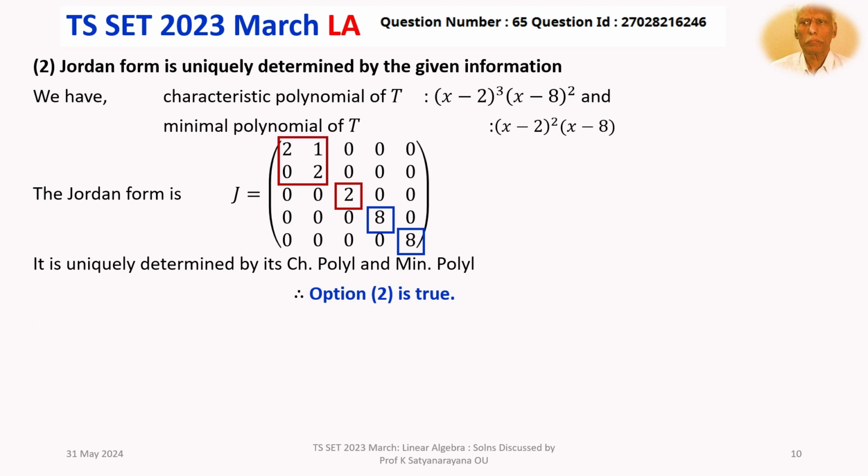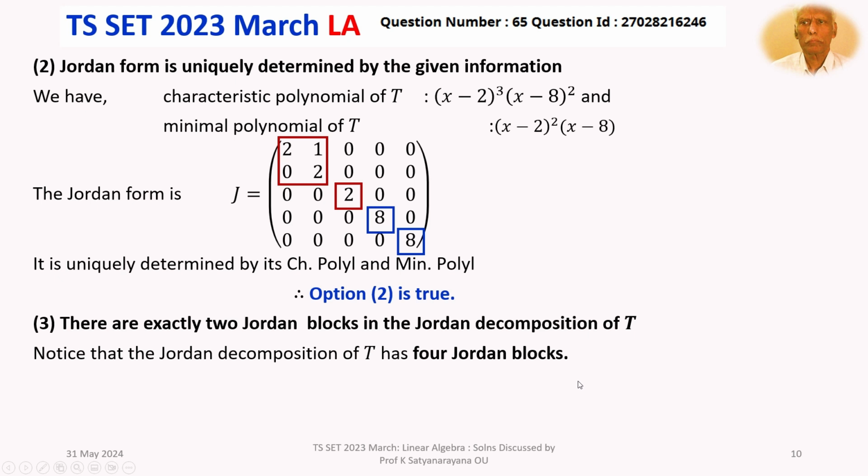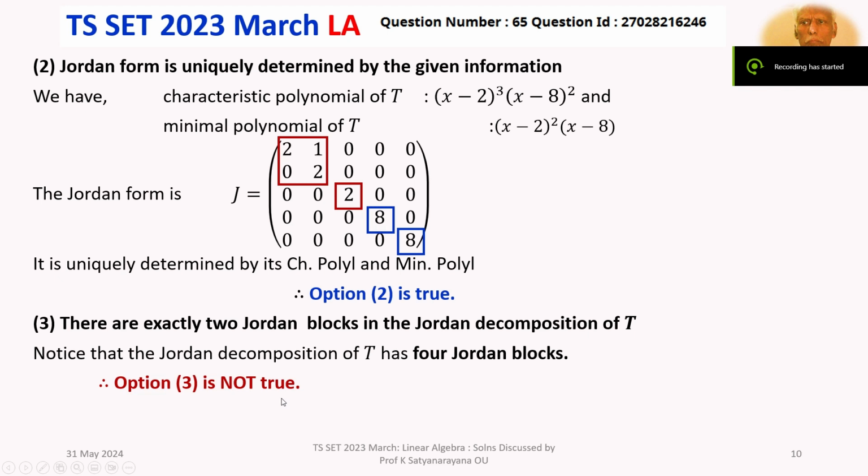Now, let's get into option 3. There are exactly 2 Jordan blocks in the Jordan decomposition of T. But how many Jordan blocks are there? There are 4 Jordan blocks. But it is given here exactly 2 Jordan blocks. That means this option 3 is also not true. So notice that the Jordan decomposition of T has 4 Jordan blocks. So the option 3 is not true.